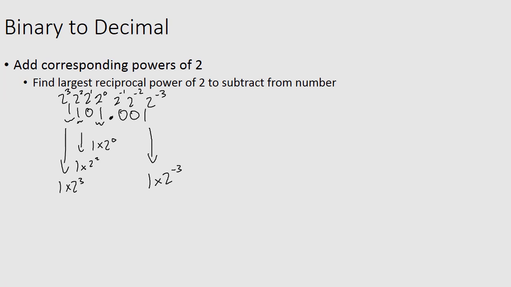In this case, 1 times 2 to the 3 is equivalent to 8, 1 times 2 to the 2 is equivalent to 4, 1 times 2 to the 0 is equivalent to 1, and 1 times 2 to the negative 3 is 0.125. When we add them all together, we get 8 plus 4 plus 1 plus 0.125, and that is equivalent to 13.125 in decimal. And that is how you convert from binary to decimal. A lot simpler than converting from decimal to binary, in my opinion.